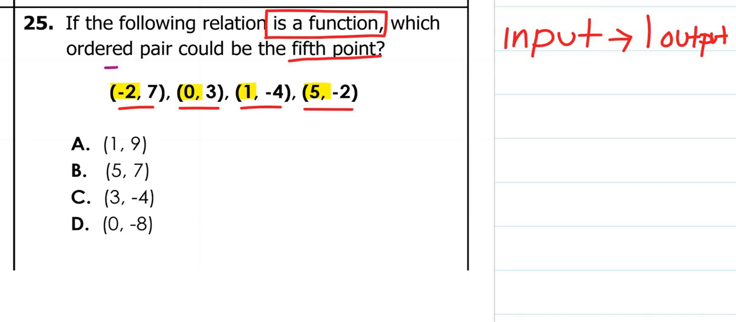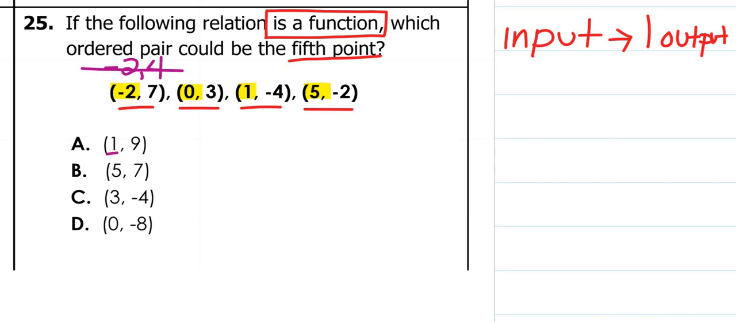and have any other y value other than 7. So if I had negative 2, 4, nope, this would not be a function. Okay, so I can't repeat my x value and have another y value go along with it other than what's listed. So let's look at your first choice, A.